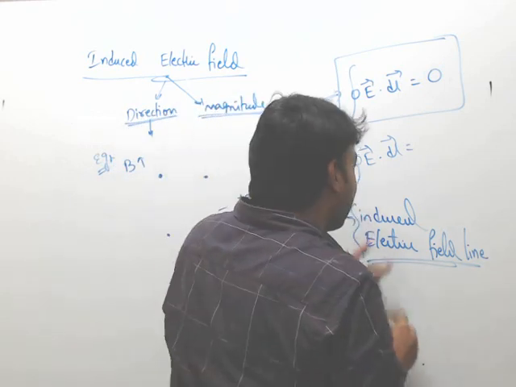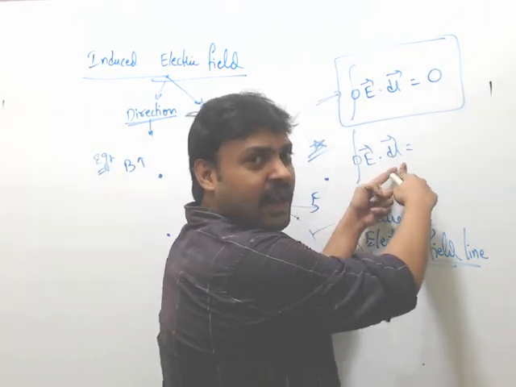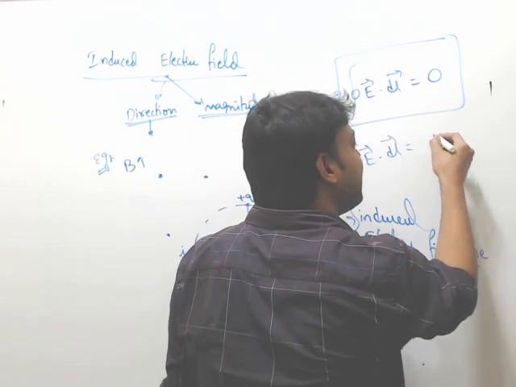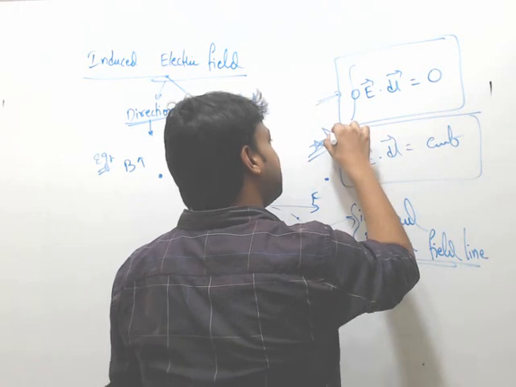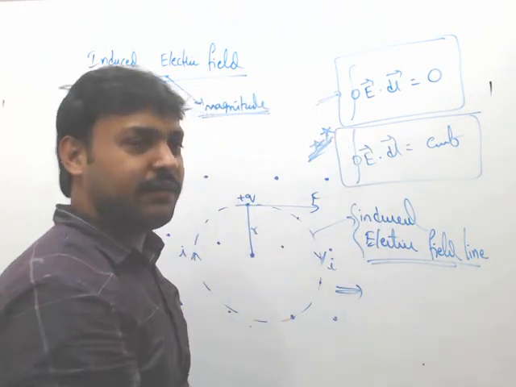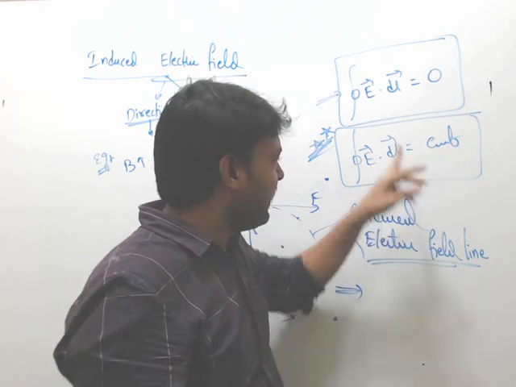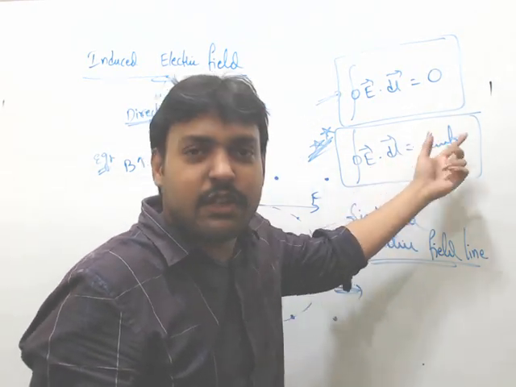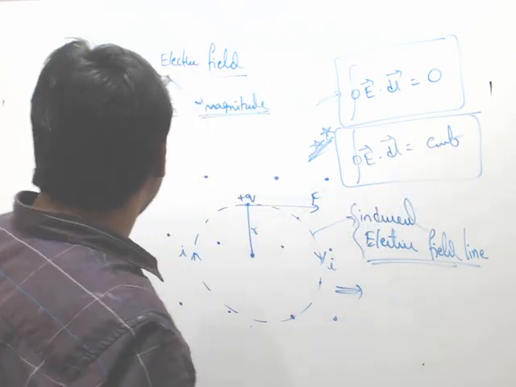So what can I write here? According to the induced electric field, I can write line integral of E bar dot dl bar equals what? Induced EMF. So can I write it as EMF? This is the formula, very important here. If you understand this, then whatever the things may be, we can do it easily. Line integral of E bar dot dl bar equals induced EMF.